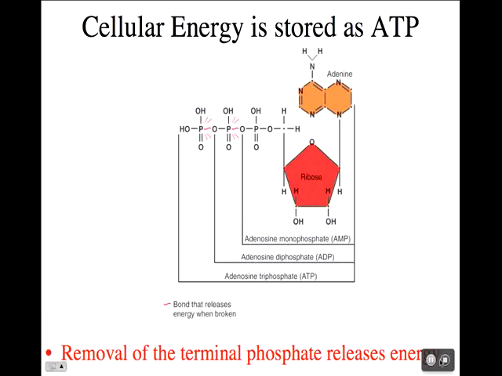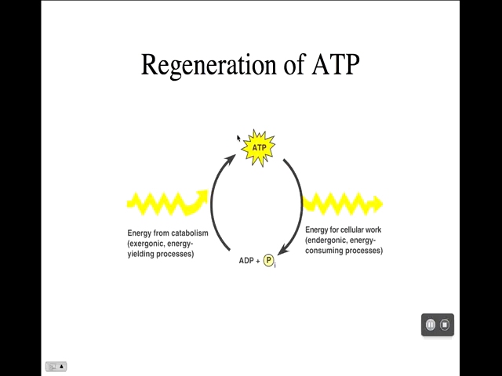So where you get the energy here, let me move this out of your way, is removal of that terminal phosphate group. It releases energy because those phosphate to phosphate bonds hold a lot of energy, given that they are negatively charged. So what the cell's going to do is go back and forth between ADP and ATP. ATP is going to hold a lot of energy and release it when you break it down into ADP.